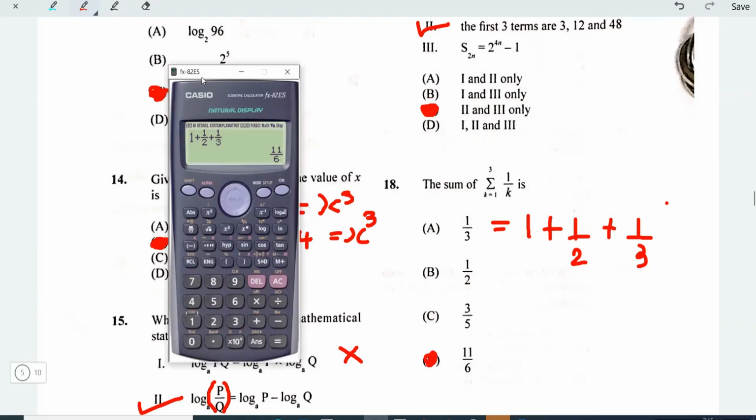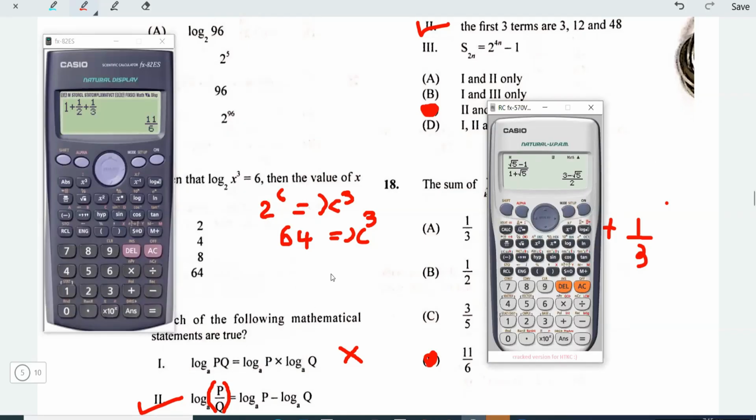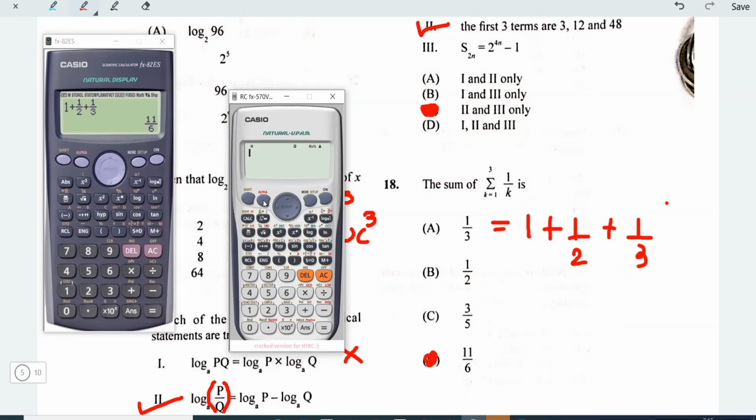Now look at this right here. You didn't have to do it this way. You could actually take out this calculator and put in alpha and this, or shift and this. That's the sum from x equal 1 to 3 of the expression 1 over x. So that's alpha, then this. See there, 11 over 6. Easy. So either you do it yourself or you can use the calculator. Nice. So let's continue now.